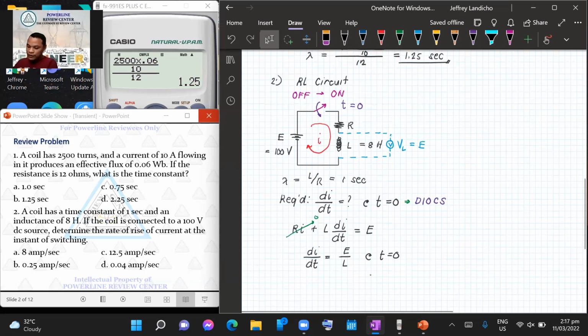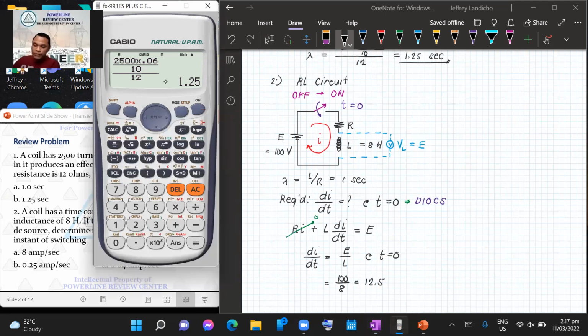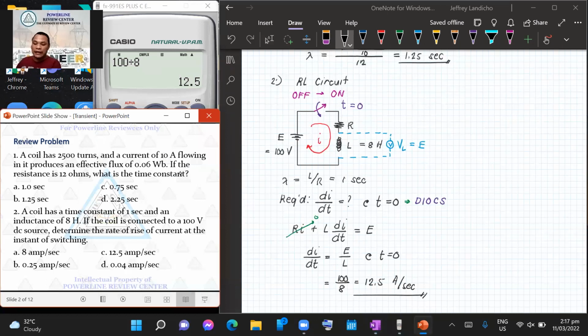Nakuha ba? So therefore, the final answer, meron ka lang 100, i-divide mo ng inductance, that is 8. So the current increases by 12.5, tama ba, no? 100 over 8. So tama lang. The current increases by 12.5 ampere per second. So yun yung hinahanap ng ating problem. Ganyan kabilis mag-increase yung ating current.